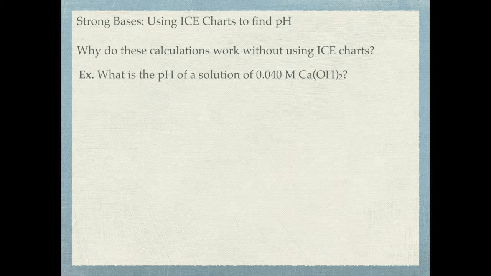Okay, so let's look at a problem. It says, what is the pH of a solution of 0.040 molar calcium hydroxide? So I'm going to show the dissociation of it. Calcium hydroxide decomposes into calcium ions and 2 hydroxide ions. I'm going to create an ice chart. My initial concentration of calcium hydroxide is 0.040. The initial concentration of calcium and hydroxide are both 0.